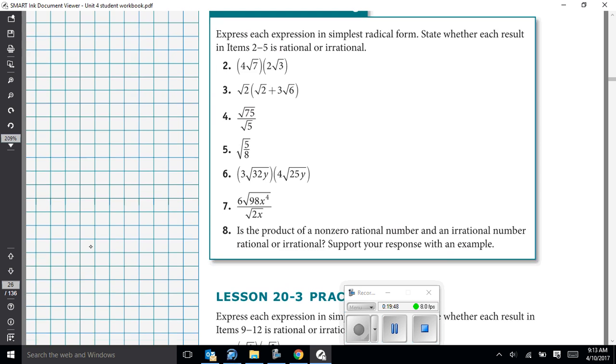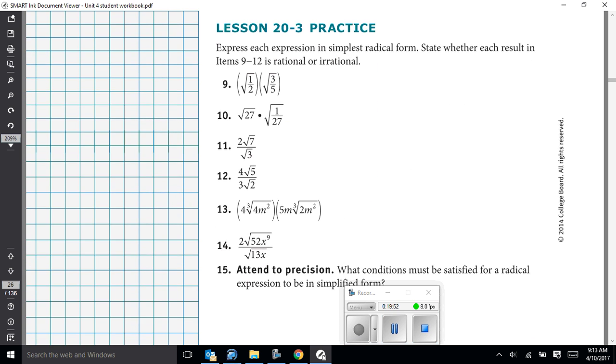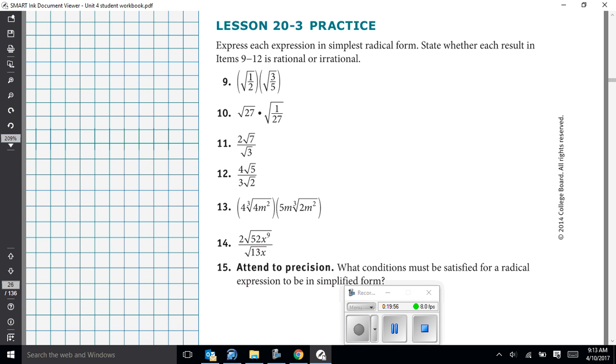Alright, I'll give you 5 minutes to get started on your homework. Your homework will be the practice on page 310, number 9 to 15.